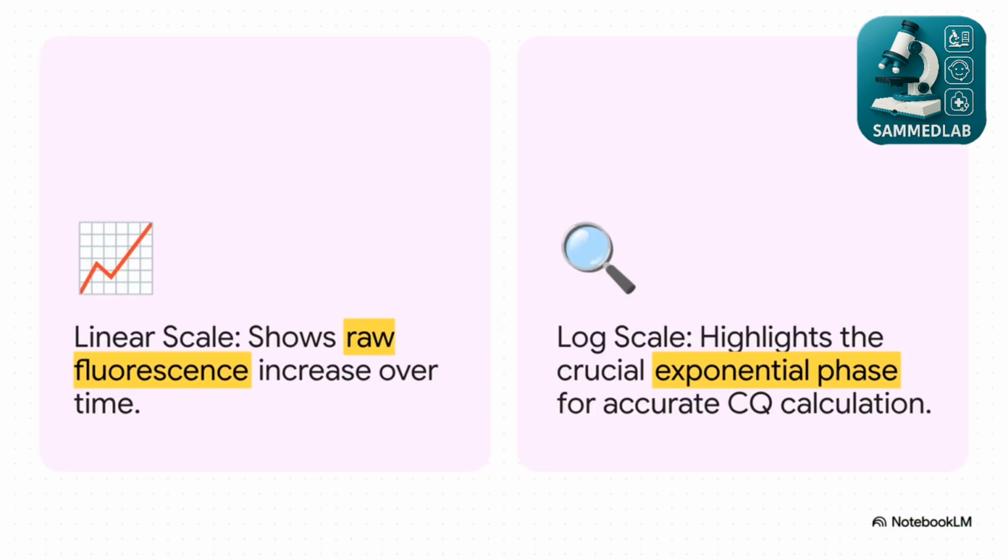So the software gives you two essential views. The first is the linear scale, which just shows you the raw fluorescence as it builds up over time. But the real magic happens when you click over to the log scale. This view zooms right in on that crucial exponential phase of the reaction. And that's the part of the curve you absolutely need for accurate CQ calculations. It just gives you a much, much clearer picture.